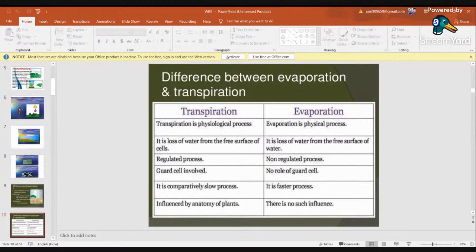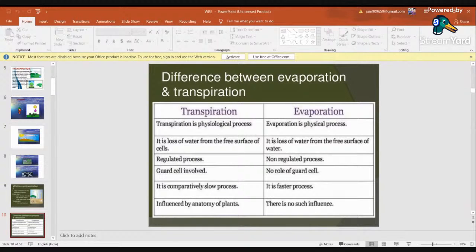Transpiration is a physiological process, whereas evaporation is a physical process. Okay, physiological because it happens in biological bodies, the green bodies only, and evaporation happens from solid bodies. Transpiration is a loss of water from the plant, and evaporation is a loss of water from the free surface of water.